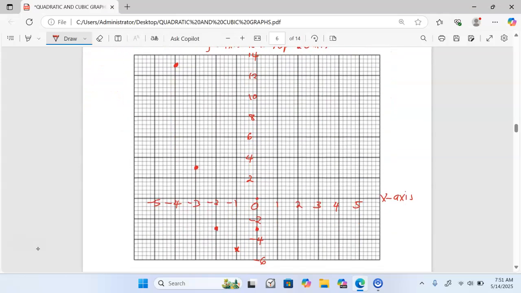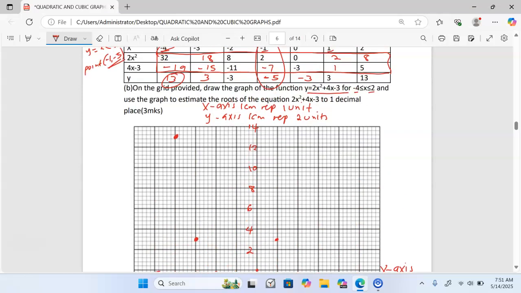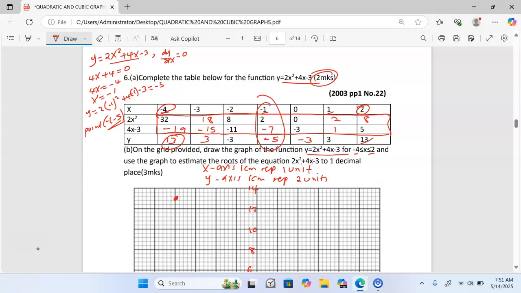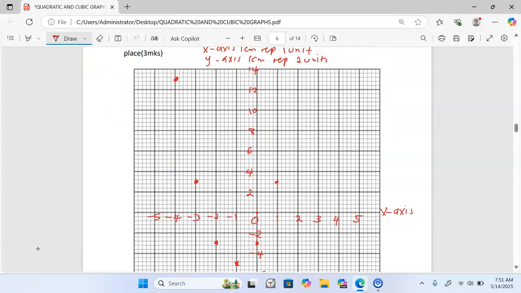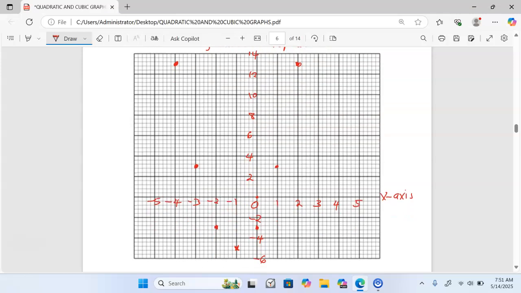When x is 1, y is +3 at this point here. And finally, when x is +2, y is +13. +2, +13 is up here. So once we have done that, now we can draw our curve by joining all the plotted points. So we are going to join all the plotted points for us to get our curve.